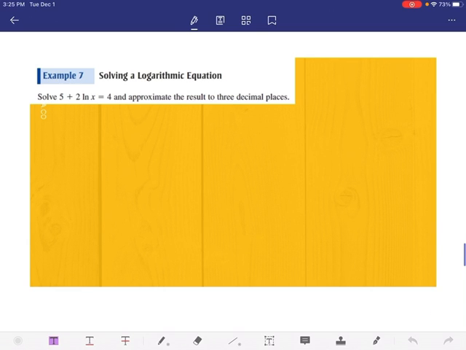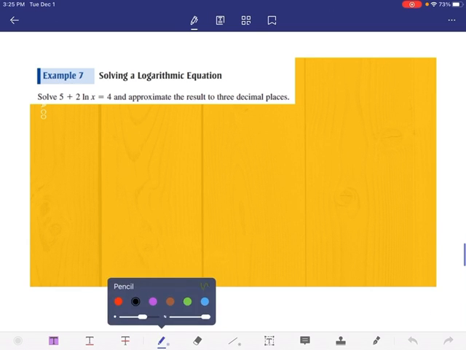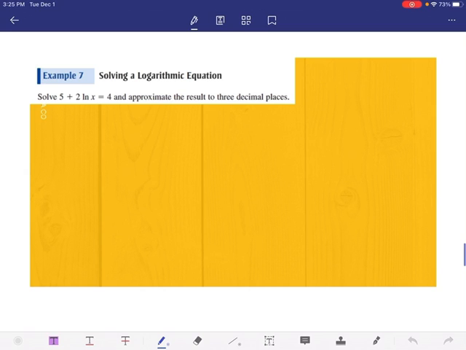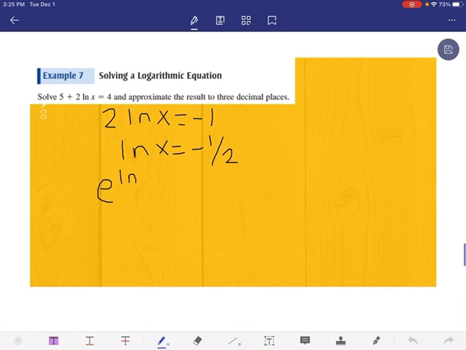Alright, so on our next one, again, just like with our exponentials, before we try and rewrite things, our logarithm has to be by itself. So in this case, we would need to subtract 5, we get negative 1, divide by 2, and we get negative 1/2. So now that our natural log is by itself, we don't have logs on both sides, so we know we can't use our one-to-one property.